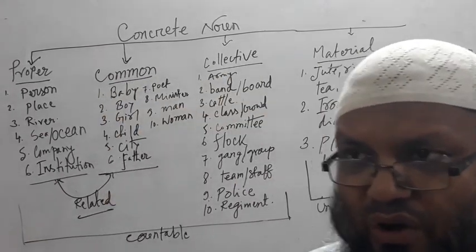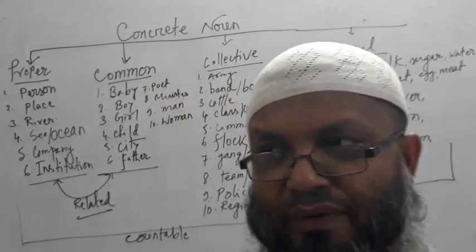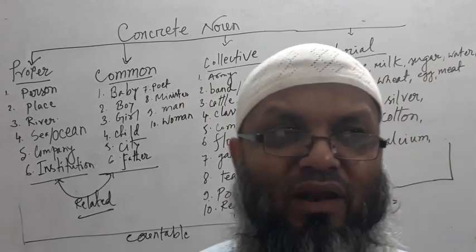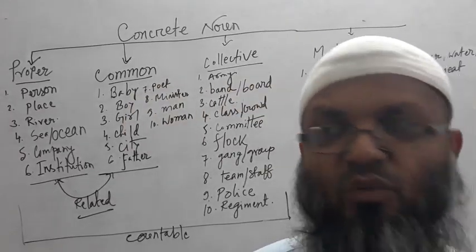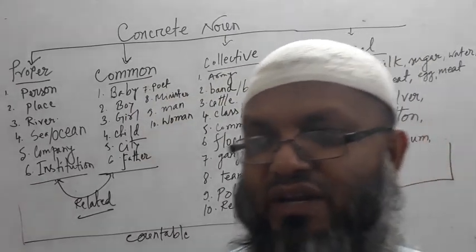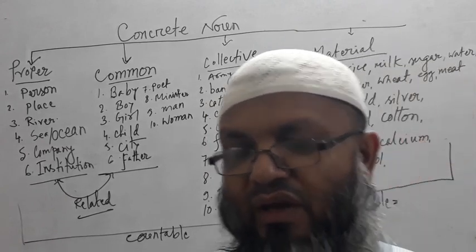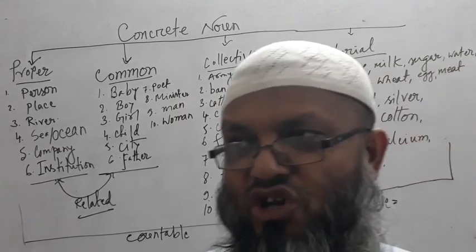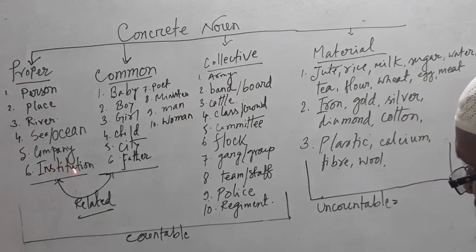Institution is a common noun, no doubt, but when you tell the definite name of an institution, suppose you can tell Kishorganj Government Boys High School. It is only one education institution in the world in that name; there is no other institution like Kishorganj Government Boys High School. In this way we can name other institutions also. So when I mention the name of that institution, it will be a proper noun, and basically institution is a common noun.